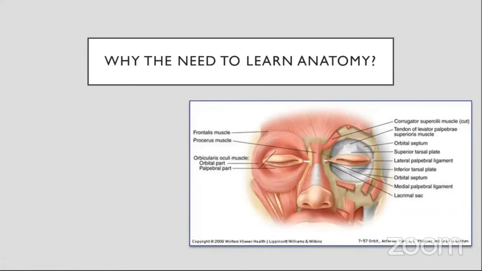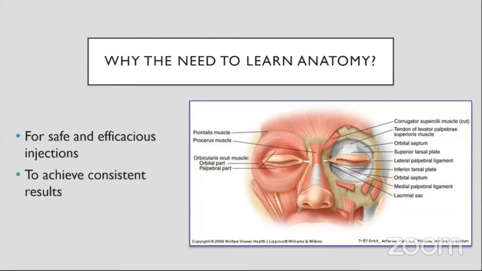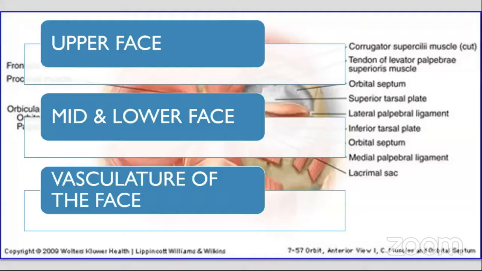Why do we need to learn anatomy before any surgical procedure? As mentioned by Dr. Devraj, learning anatomy is the most important thing for safe and efficacious injections, and also to achieve consistent results each and every time we repeat our procedures. In this talk, I'll take you through the anatomy of the upper face initially, then the middle and lower face, and end with the vasculature of the face, which is the most important part as far as injections are concerned.